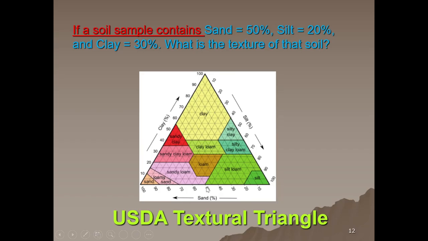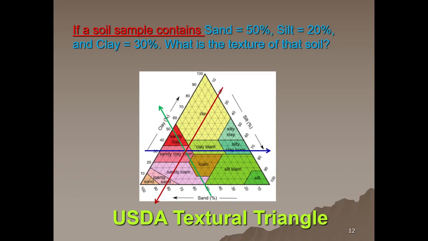We find the 50 and draw a line all the way to the next side of the triangle. Then silt is 20%. Find 20 silt here and draw the line all the way to the next side. We already know the texture of the soil. To make the verification, use the 30 clay. Clay 30. So our soil texture is sandy clay loam. This is how we can determine the texture of the soil using the soil textural triangle.